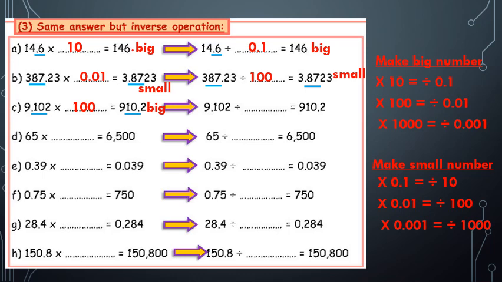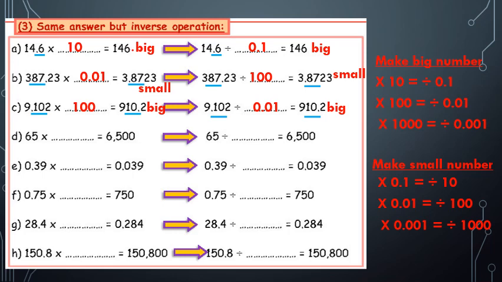With the inverse operation, the quotient is bigger. So, we divide by 10, or divide by 100, or divide by 1000. How many steps does the point move? It moved 2 steps. So, we divide by 100.